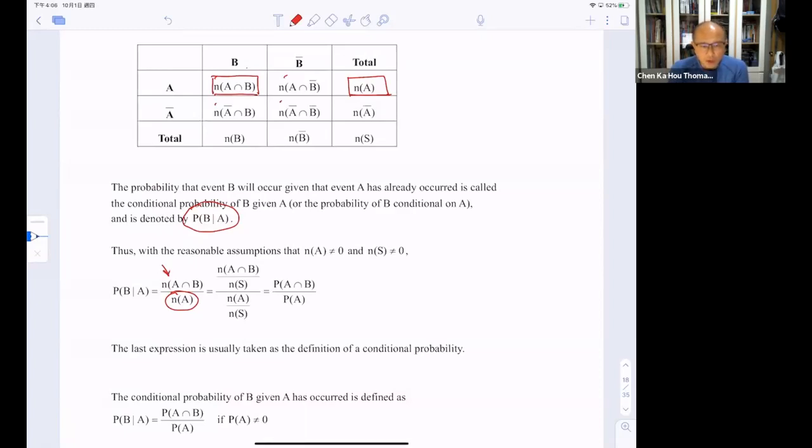Now, if we divide both by N(S), the sample space size, we change the fraction to this form. Although we change the fraction, we do not change the value, right? Now, what is the meaning of it? This is P(A ∩ B). What is the meaning of it?